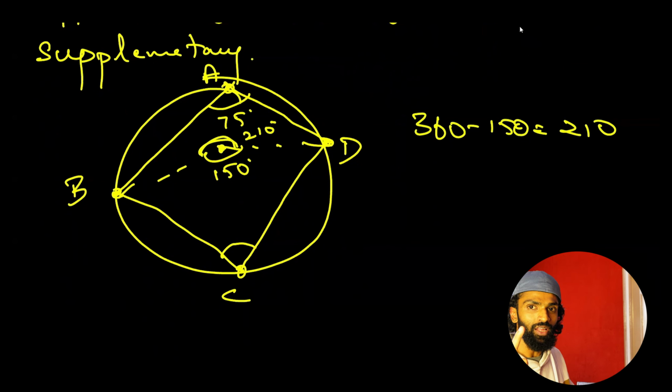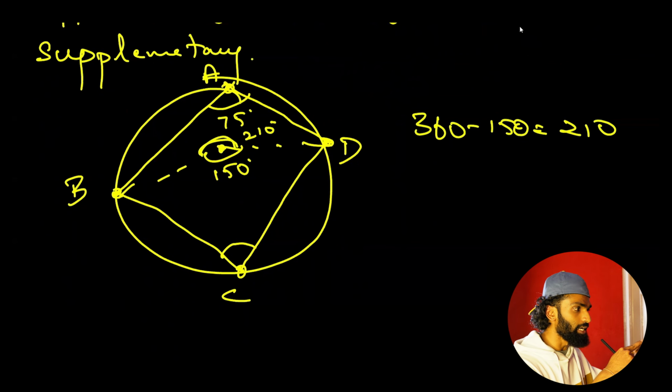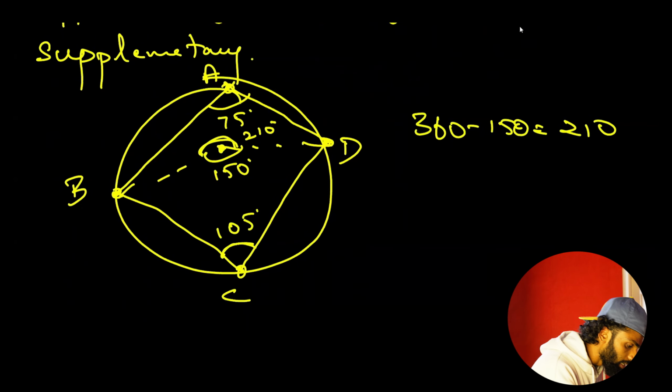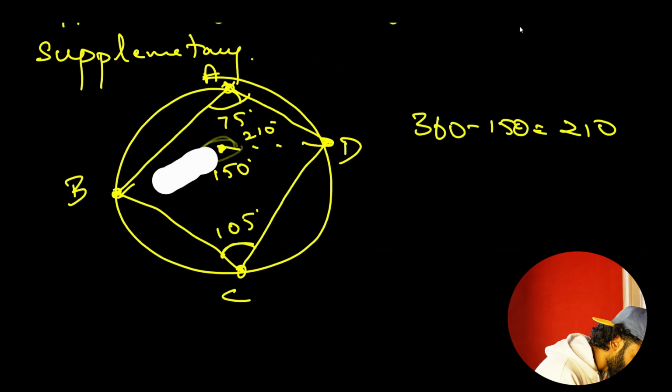Why am I not taking 150? Because it should not face each other. That I'm applying here. Okay. Go towards the center, 210. So the half will be BCD. What is half of 210? 105 degrees. Getting it? Now, I'll try to take off all the useless parts of it.